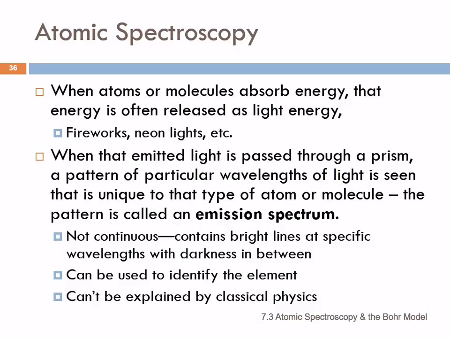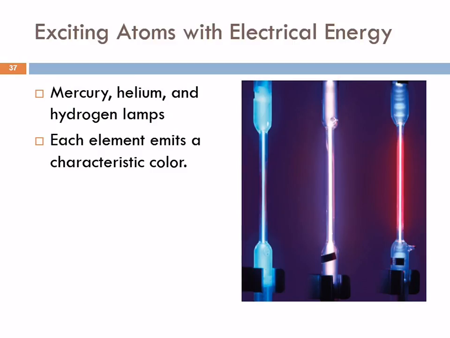If we take the light that's emitted from these molecules or atoms, what we see is not a continuous spectrum like we do from the sunlight with a solid rainbow. We see a unique pattern of lines of different colors, and it's called an emission spectrum because this is the light that has been emitted. It actually functions almost like the fingerprint of an element, and you can use it to identify elements. This phenomenon cannot be explained by classical physics, just like the photoelectric effect cannot be explained by classical physics.